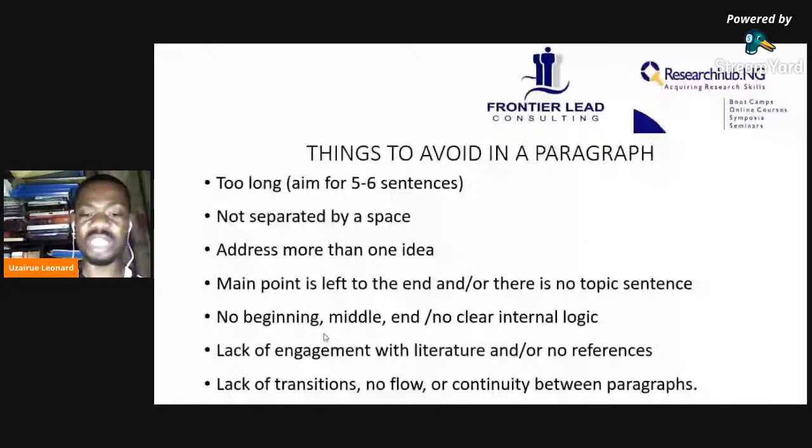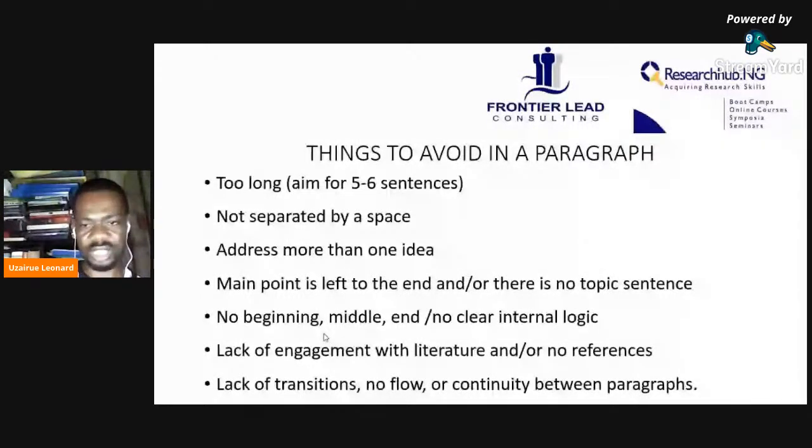Lack of engagement with literature or no references. That's also in research articles. You should be able to support your argument or your engagement with literature with references that are adequate, relevant, and recent to that particular area of study. Lack of transition, no flow or continuity between paragraphs. Logical presentation of ideas. Now, common writing challenges.